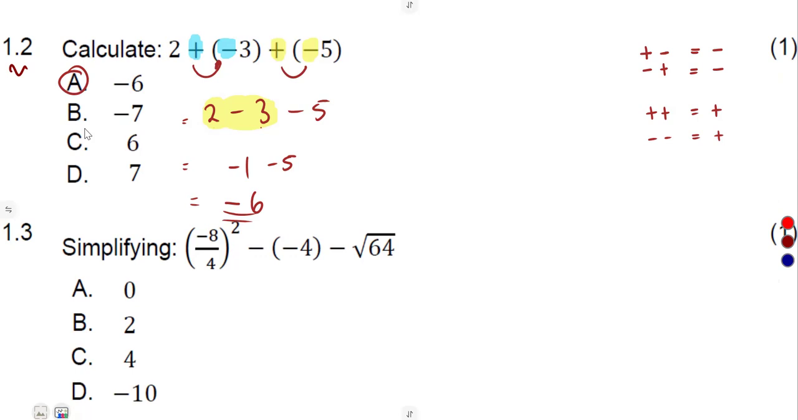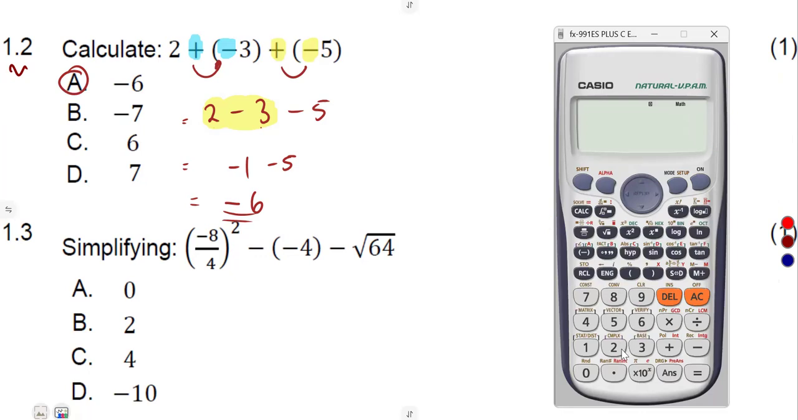Guys, this is section A, where you have answers already. So for calculators, you can just use your calculator direct, after which, guys, it is just 1 mark. This is for you to know the exact way of doing it, but for the sake of your calculator, you can do this. 2 plus minus 3, close the bracket, plus minus 5. I'm going to open the bracket, put minus 5 like that. It's going to give you the answer direct as it is, minus 6.